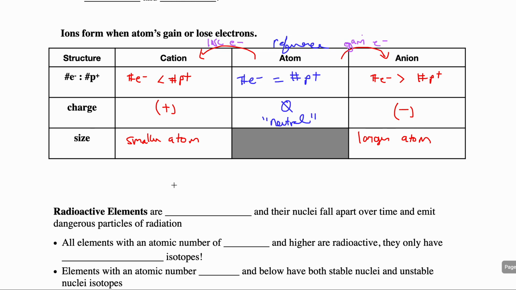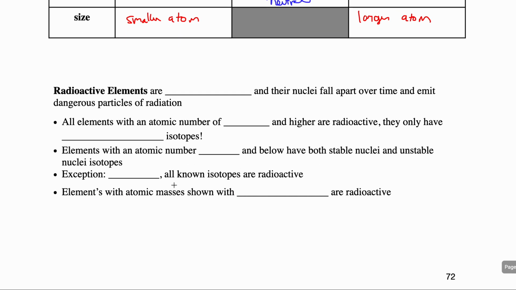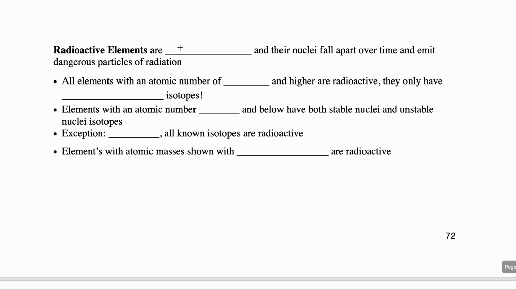And the last part is the radioactivity of the elements. So some elements are completely radioactive. So radioactive elements are what we describe as unstable. And as a result, the nucleus falls apart over time, and it emits dangerous particles, which we call radiation, like the beta, alpha, positron, gamma.